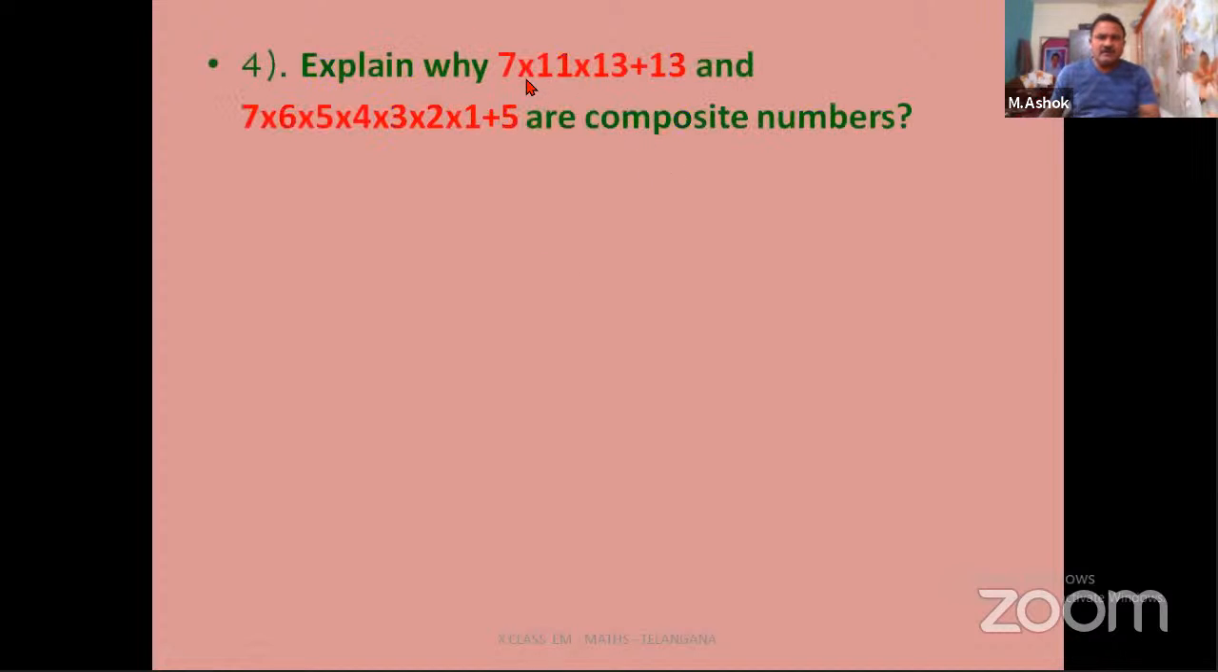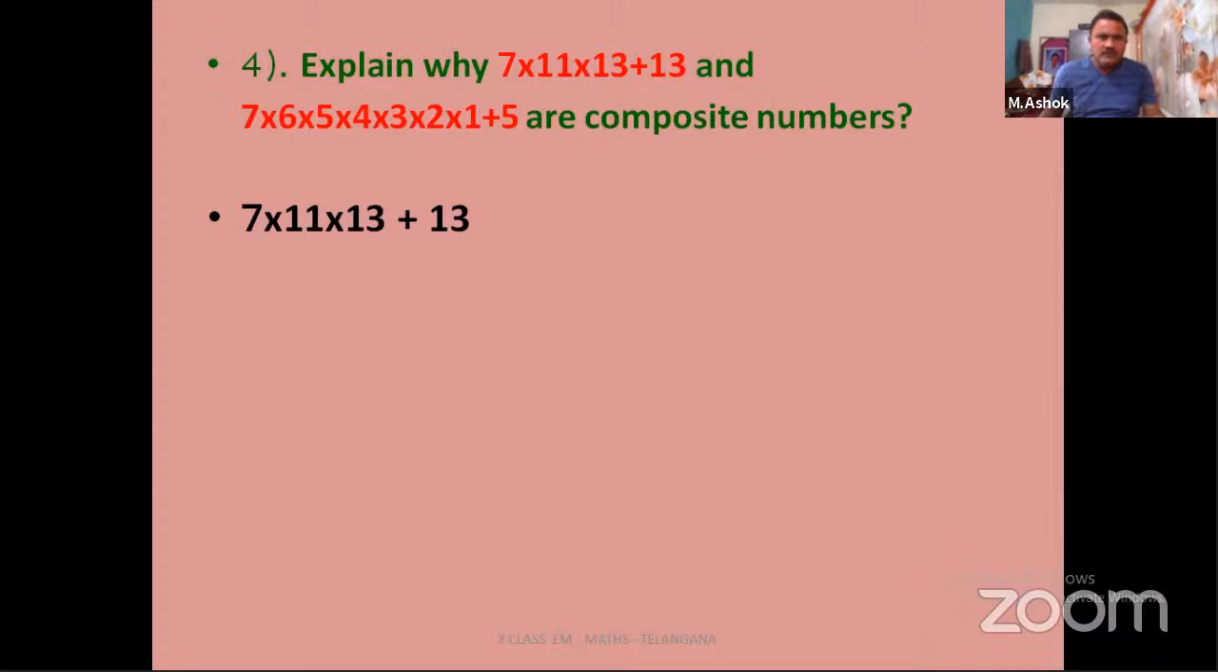So the given two numbers are, first one is 7 into 11 into 13 plus 13. Before doing the sum, you have to have a clear idea about composite numbers. What is a composite number? How can you decide whether a number is composite or prime? If the number contains more than 2 factors, that is called a composite number. Every number except one has 2 factors, one and itself. If you show there is one more factor other than one and itself, clearly that is a composite number.